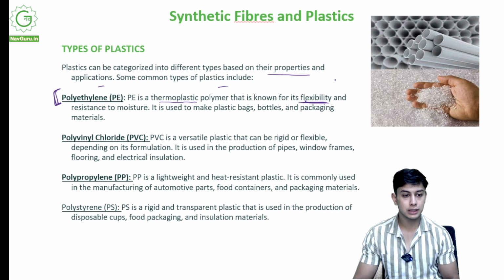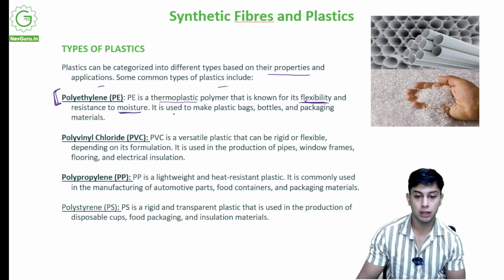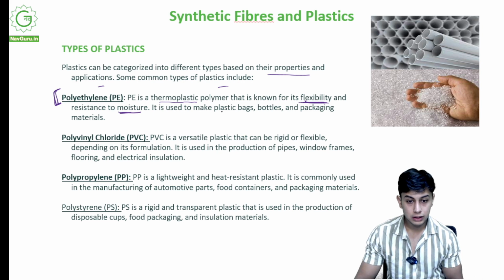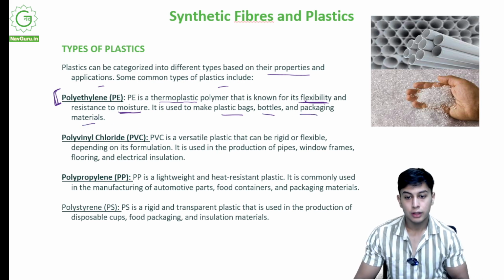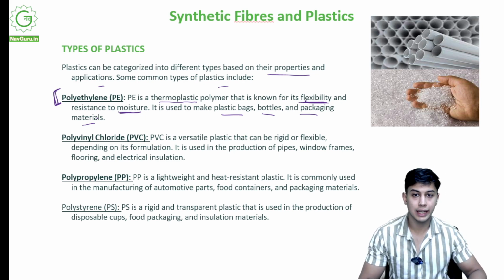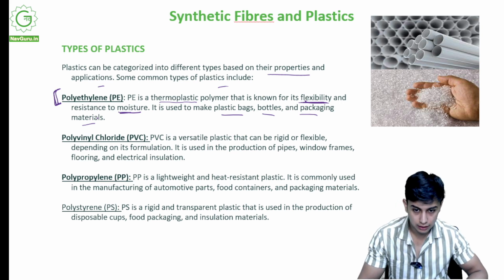It is known for its flexibility. It can be bent and is resistant to moisture. It does not have moisture soaking capacity, so moisture that falls on PE will fall off. It is used to make plastic bags, bottles, packaging materials. What we call a theli in Hindi, the plastic bag that shopkeepers give you, that is polyethylene.